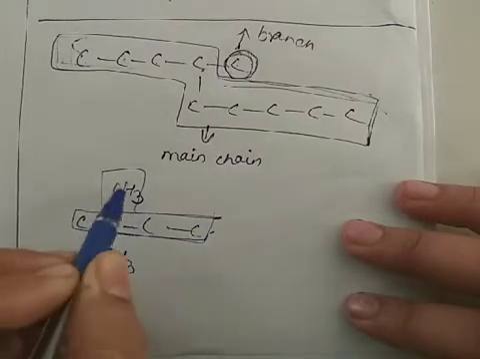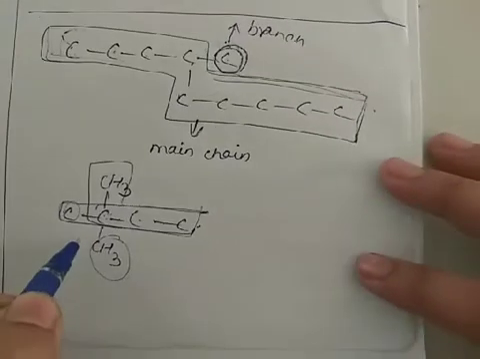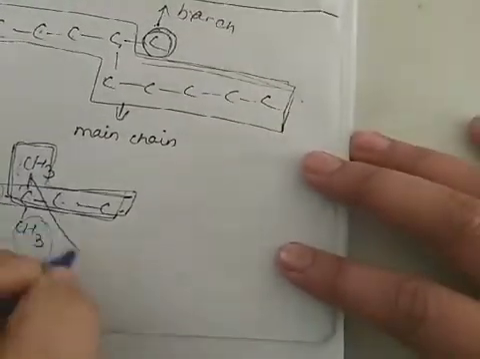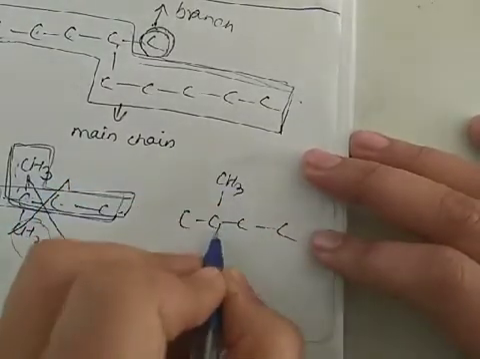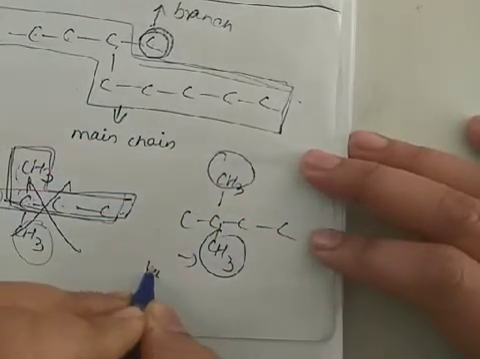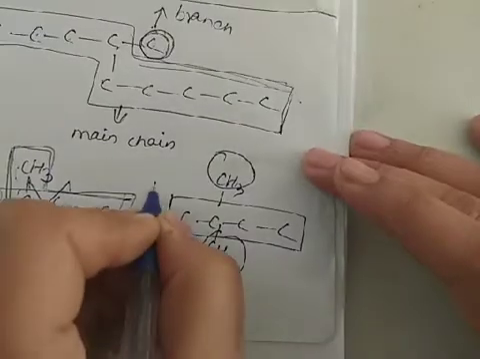Or you can say that this is also a longest carbon chain. 1, 2, 3, 4, here also 4 carbons are there, and these two will act as branches if you select this as the longest carbon chain. Or you can write it like this: 1, 2, 3, 4 as the carbon chain, and these both are branches, and this is the main chain.